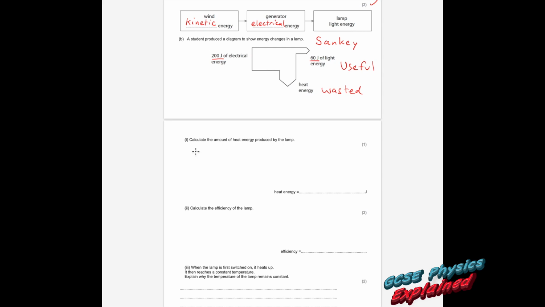Calculate the amount of heat energy produced by the lamp. Okay, so energy in equals energy out. Energy out is going to be the useful energy plus wasted energy. The amount of energy that went in was 200 joules. So far, 60 joules of useful energy. So that means that the wasted energy must be 140 joules. And that wasted energy was, of course, the heat energy.